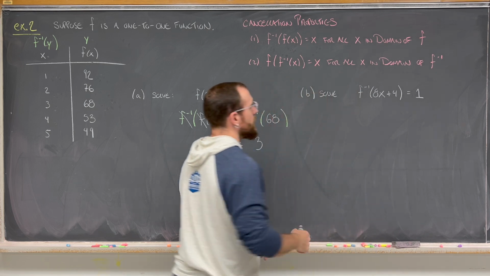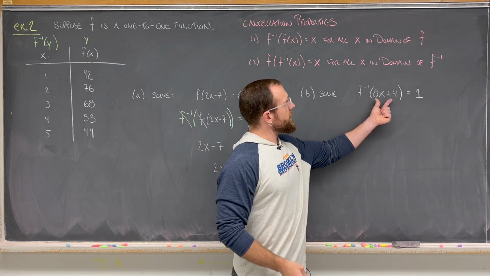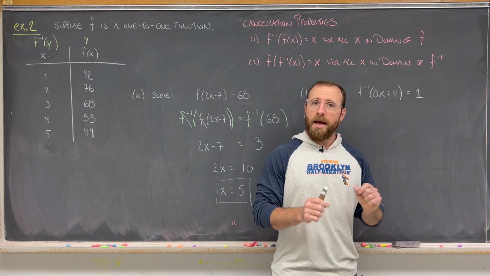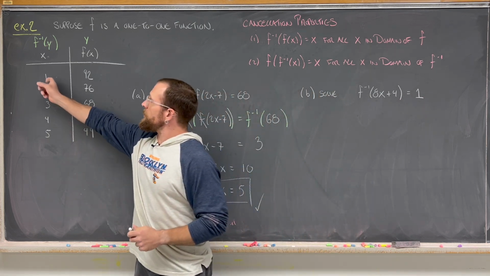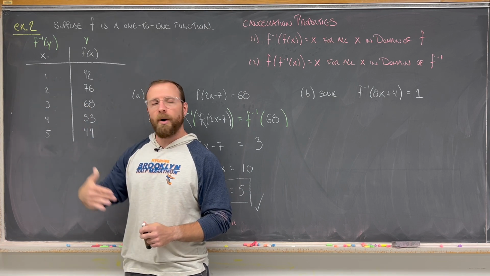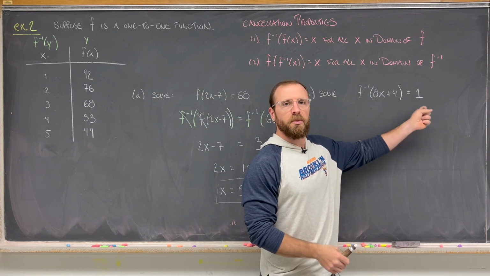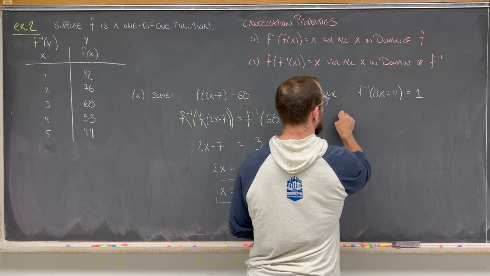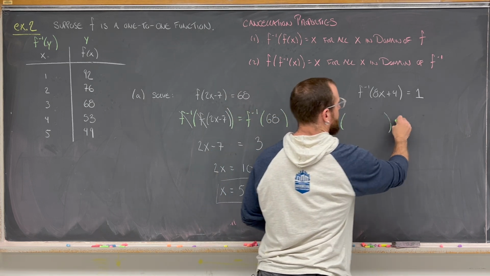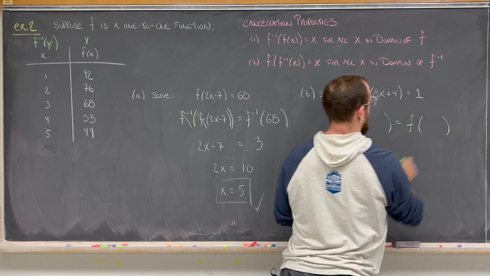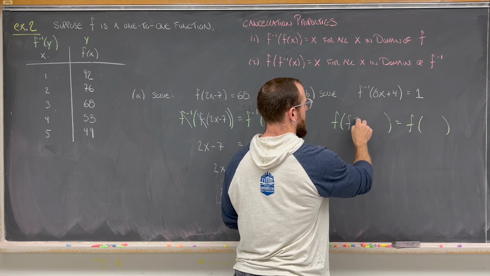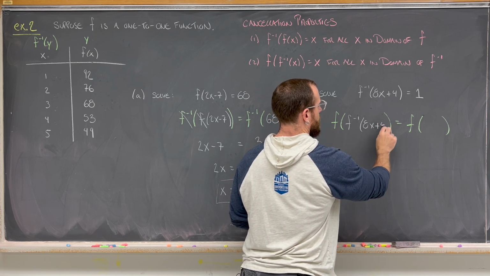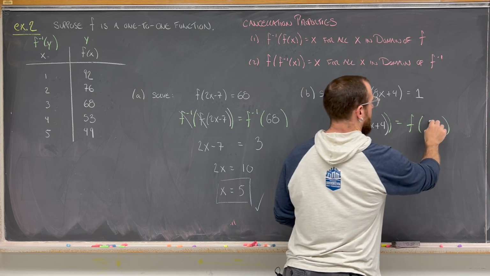Let's try this one. This one has 8x plus 4 inside of f inverse, and it says that that is equal to 1. Okay, now notice that 1 is in the domain of f. So you can take f of 1, and since the left-hand side is equal to 1, you can take f of the left-hand side. That makes sense. What happens if I do that? Well, I'll get f of something equals f of something. F of f inverse of 8x plus 4 is equal to f of 1.